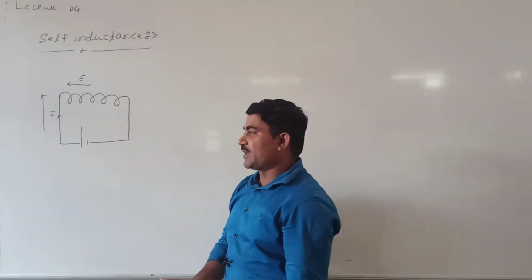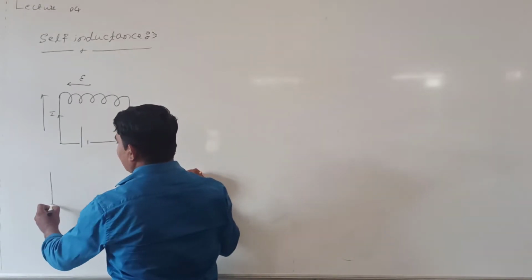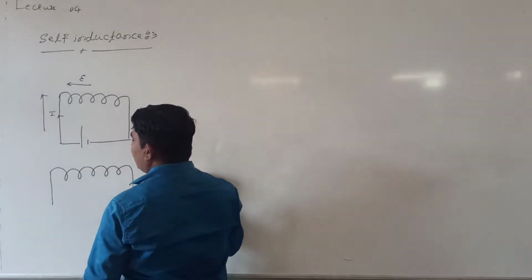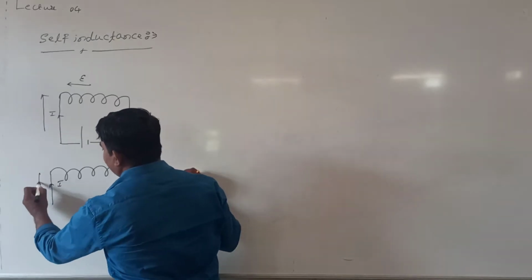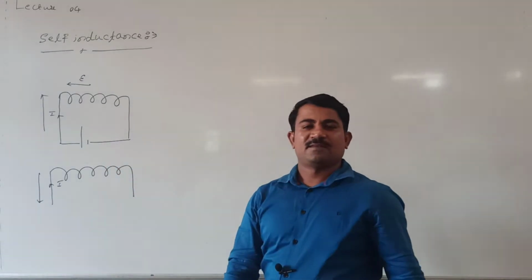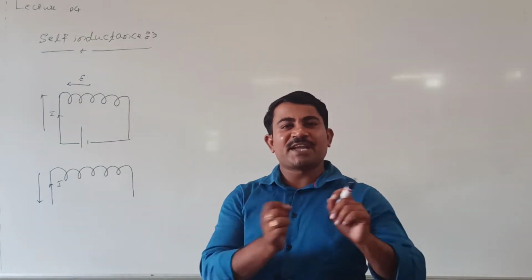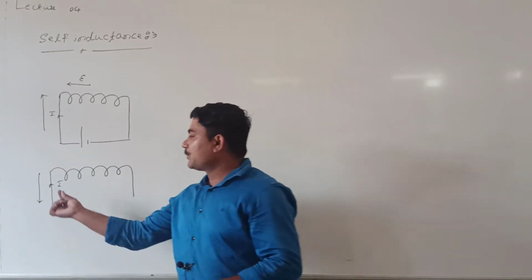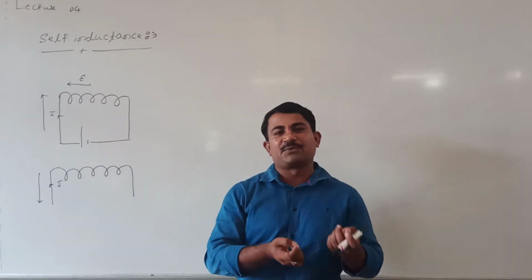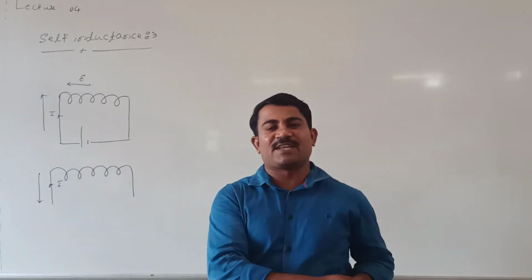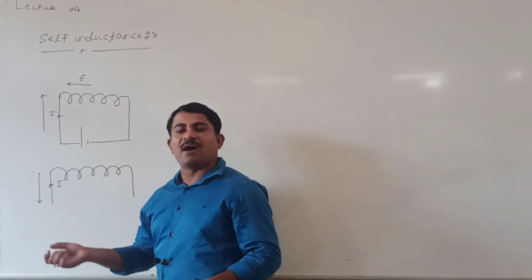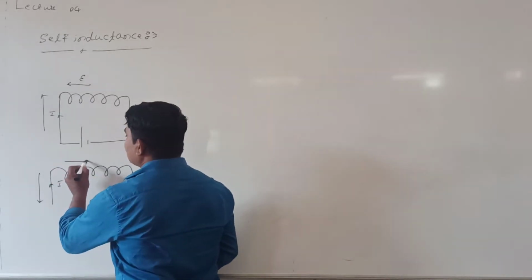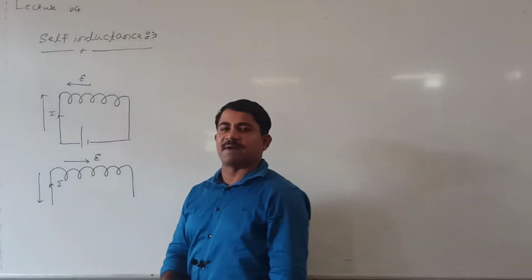Now the second situation. Again I will take the same coil. This time I want to decrease the current, not increase. Due to the decrease in current, the magnetic field decreases, so the magnetic flux also decreases. Due to the decrease in magnetic flux, an EMF is also induced in this coil. But this induced EMF opposes the decay of the battery current.